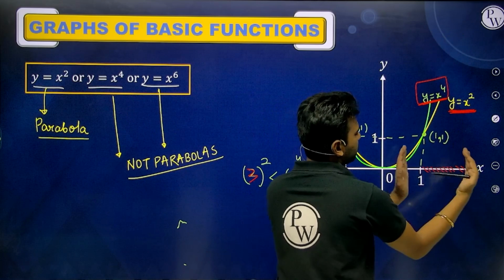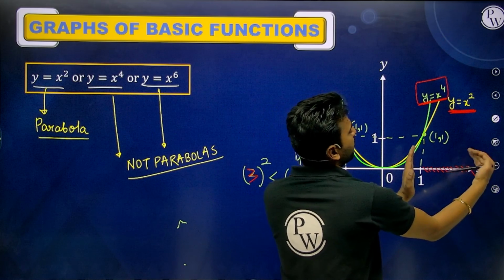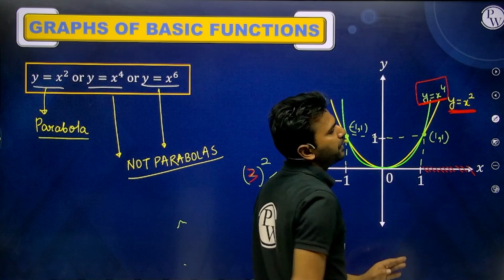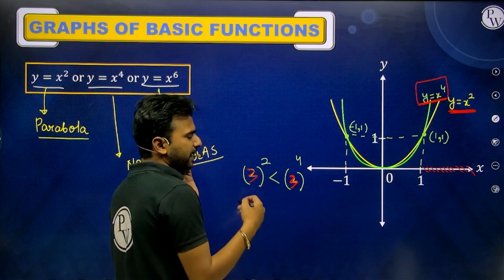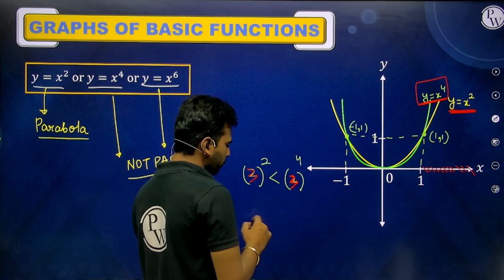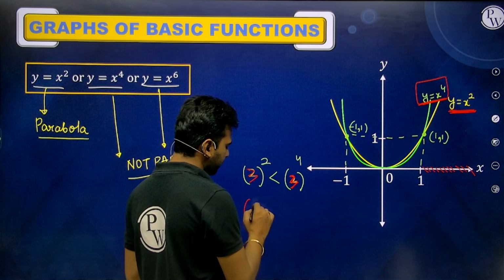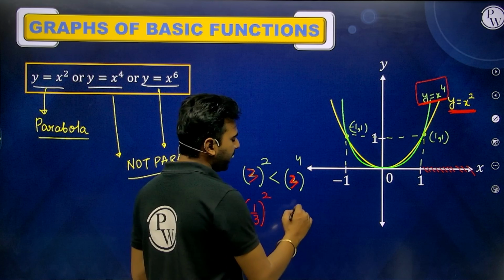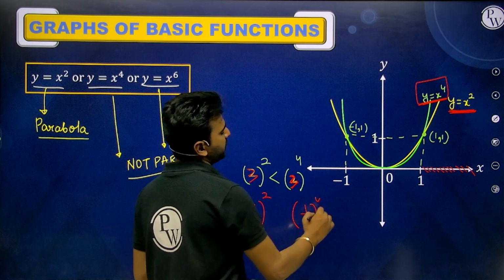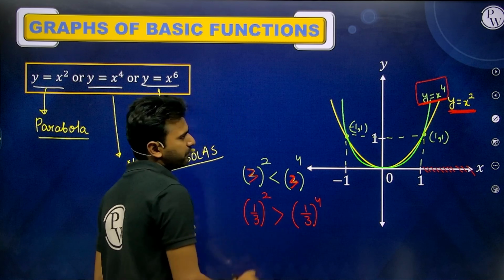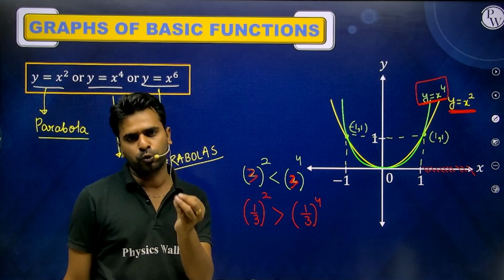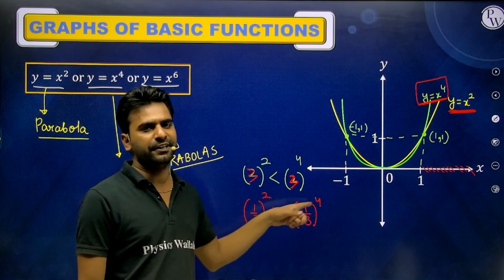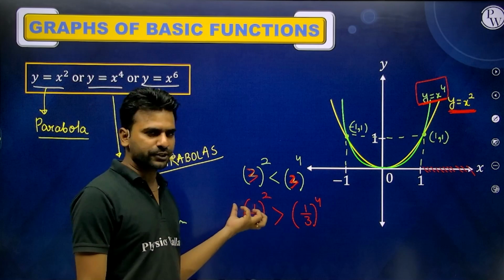That's why in this portion, y equal to x to the power 4 will come higher as compared to y equal to x square. Not only this, but if we take a number between 0 to 1, let's say 1 by 3, if we square it and if we make power 4, which one is bigger? Whichever is having lesser power. Yes or no? This happens for each and every number which is between 0 to 1. Yes or no? This is going to be 1 by 9. This is going to be 1 by 81. So obviously this one is bigger.